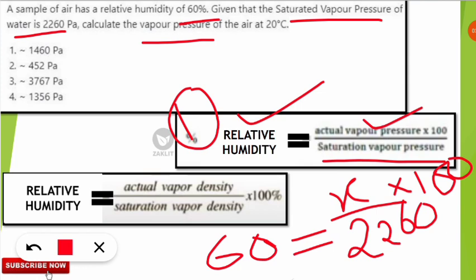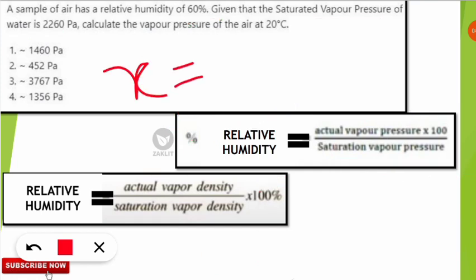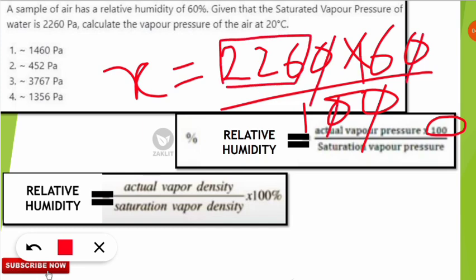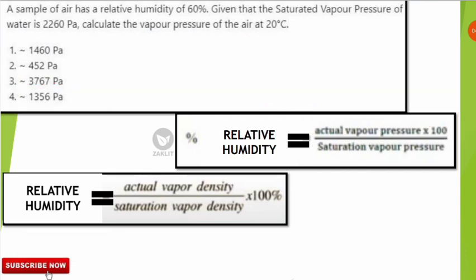And now we will solve this because it is very simple. We will take this to the left hand side. So x will be equal to 2260 multiplied by 60 divided by 100. Don't forget to divide by 100, because here it is multiplied, so it will be divided on the other side. After solving this, the 100 will be cancelled and 226 multiplied by 6 will give the value 1356 pascal. That means option number 4 will be the correct option. So in this way, if you remember simple formulas, you can solve this question and get full marks.